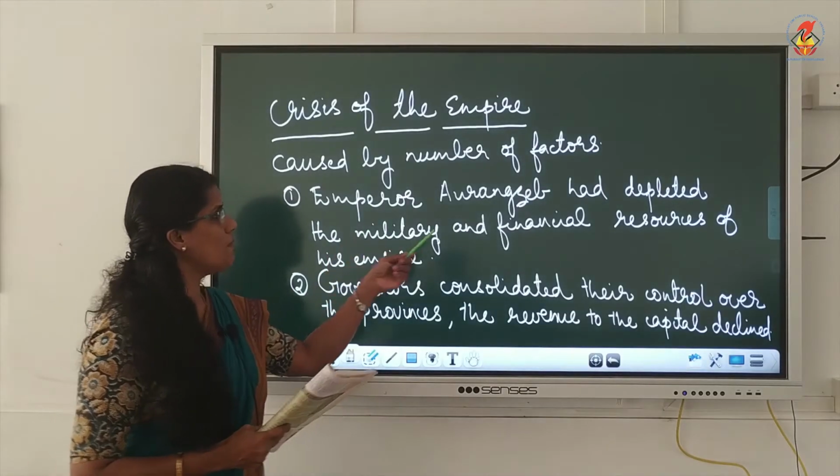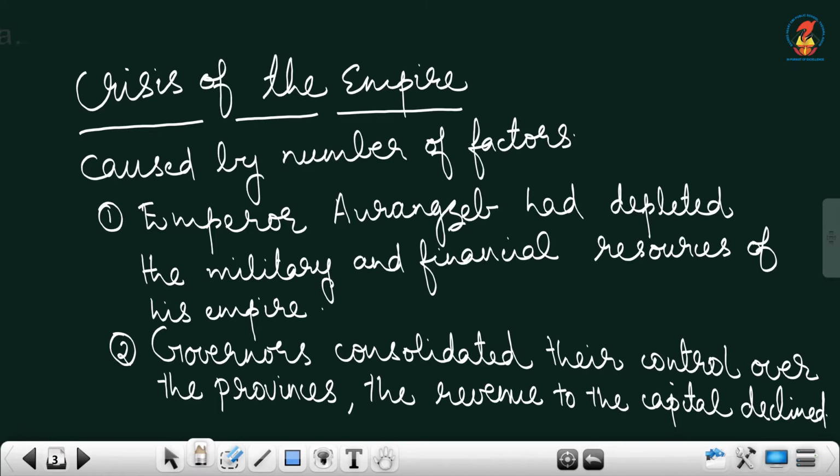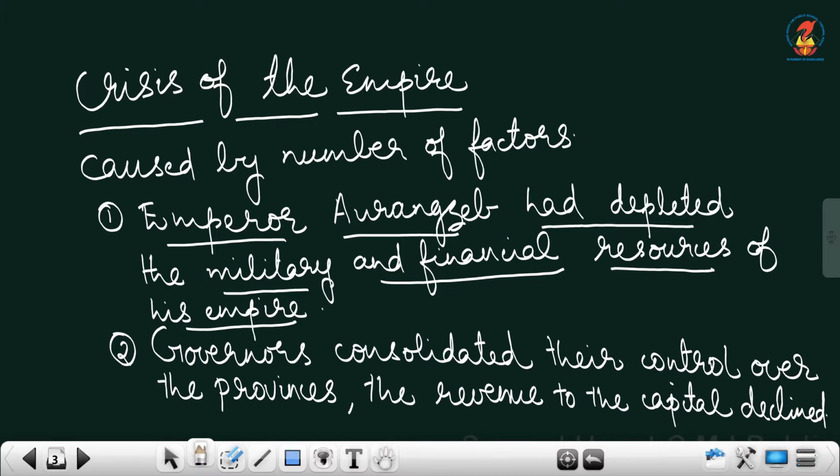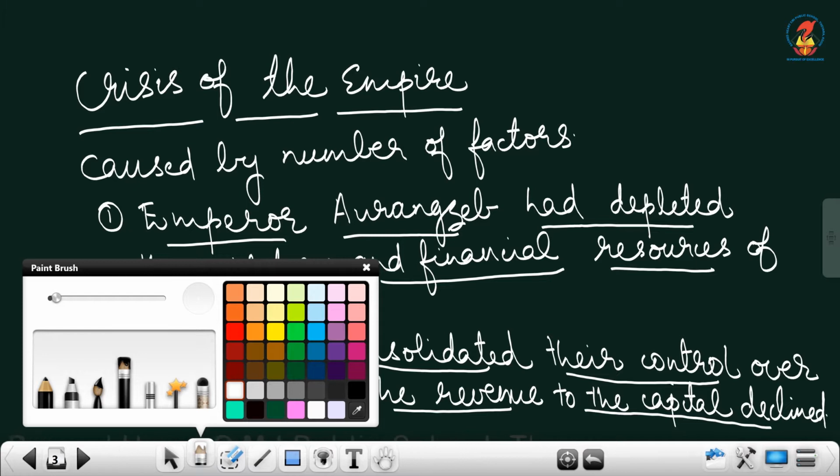Emperor Aurangzeb depleted the military and financial resources of the empire. Then governors consolidated their control over the provinces. The revenue to the capital declined. Clear? So first these two points.